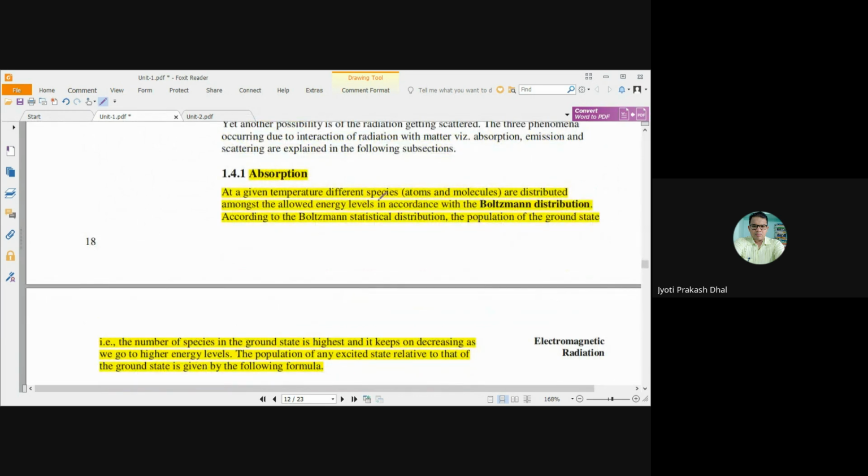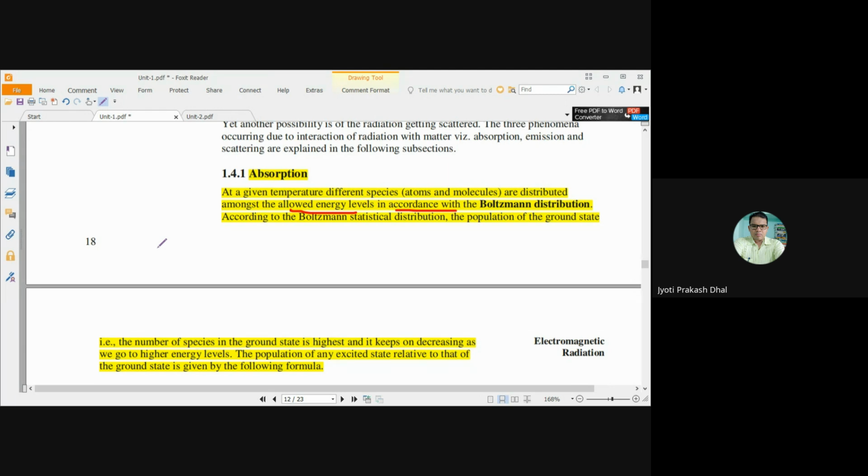At a given temperature, different species, that may be atoms or molecules, are distributed among the allowed energy levels in accordance with the Boltzmann distribution. Suppose we consider a particular sample that contains a large number of atoms or molecules. If we consider 2 grams of hydrogen molecules, there will be Avogadro's number of hydrogen molecules, that means 6.022 times 10 to the power 23 hydrogen molecules.